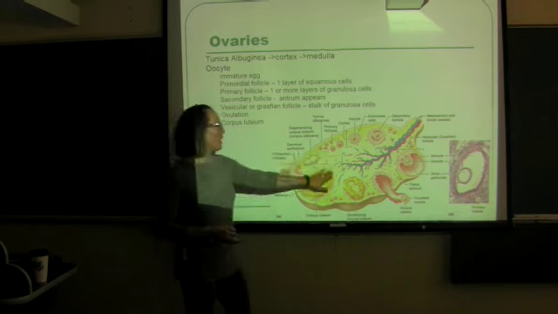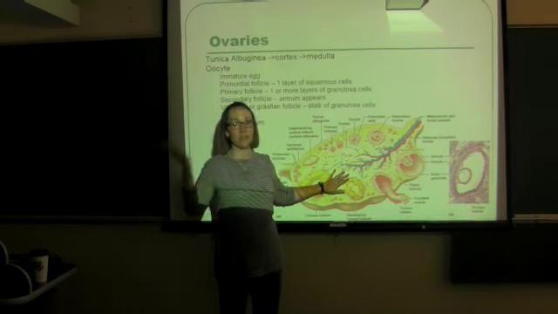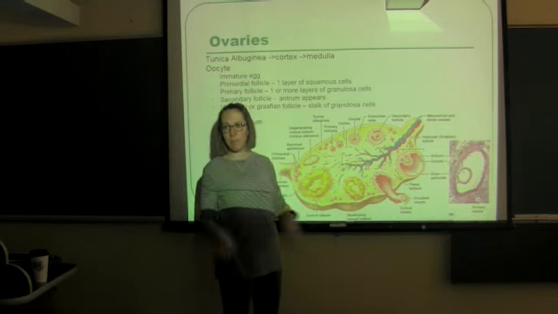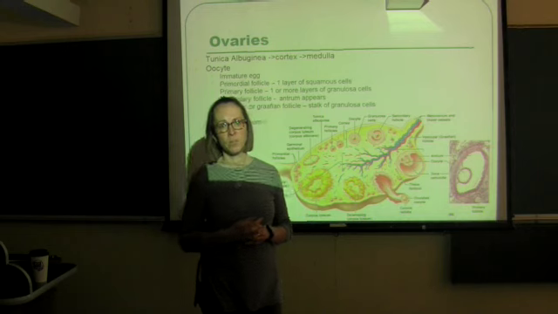Now the medulla is going to be where the blood supply is for the ovary. Obviously, it's got to have a good blood supply to keep these eggs healthy and nourished as long as possible. Okay.